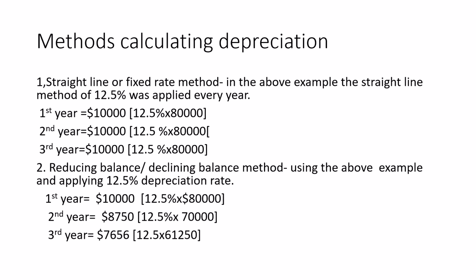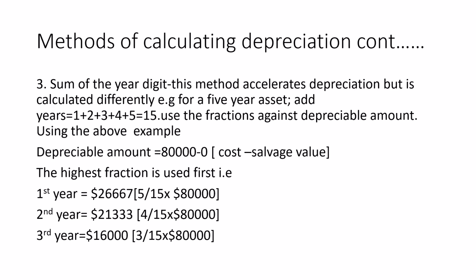Then the third year, we are going to subtract the 8,750 from the 70,000. So it declines further. So we shall have 61,250 times 12.5%, and we shall get $7,656 for the third year. That is the depreciation. Then the other method that we normally use is the sum of the year digits.